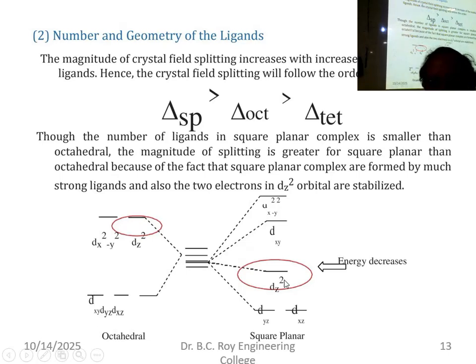This one's energy decreases, so that's why there is a red circle given here. To mention, dz square has come down energetically. It was here, and it has come down here. dyz and dzx are more or less in the same place, not much changed, but these two, dx square minus y square and dxy, are energetically higher. Okay, and so on. This is square planar, which has the maximum splitting, then octahedral, then tetrahedral. That is the relationship.